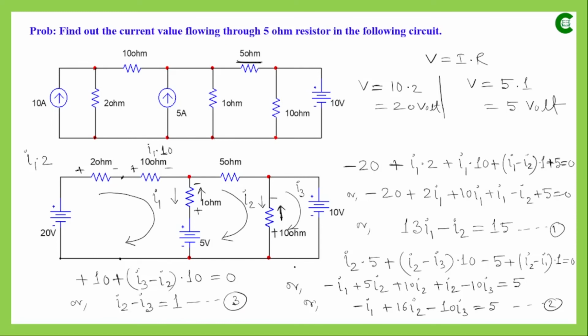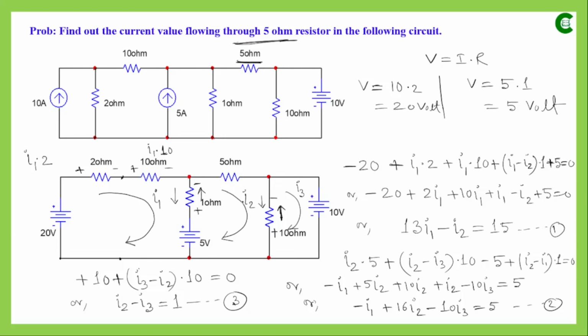So we have already developed three equations in terms of I1, I2 and I3. All these three are variables, and now we have to solve these three equations to get all the current values. But the requirement was the current flowing through the 5 ohm resistor. In the modified circuit, only I2 current is flowing through the 5 ohm resistor. So if, after solving these three equations, we can find out only I2, that will be sufficient for this problem.